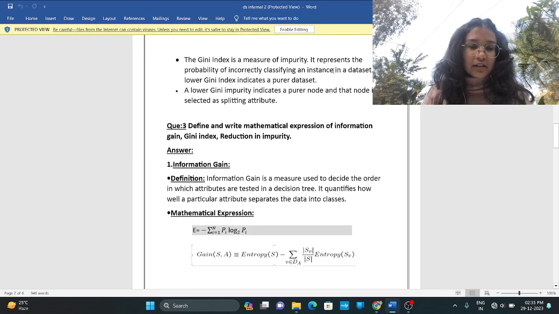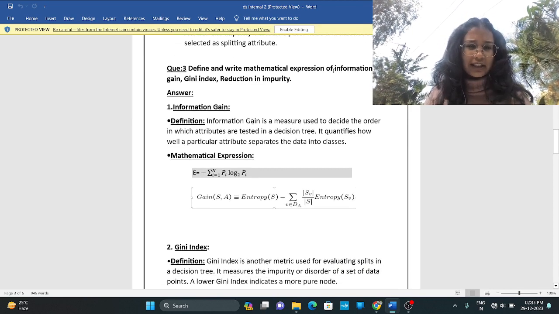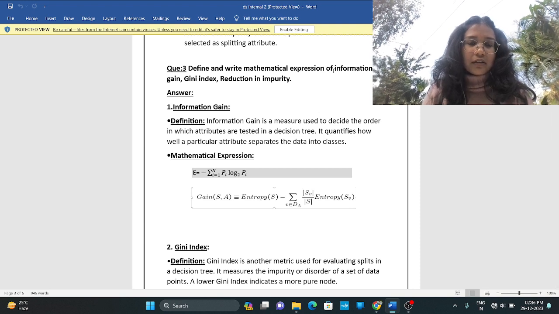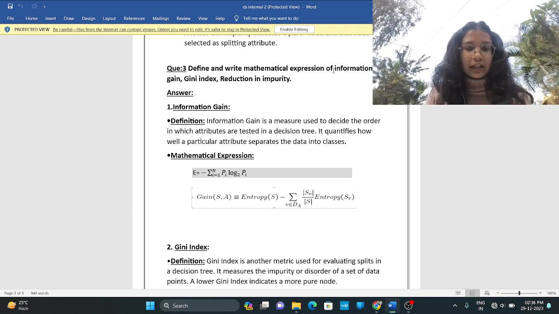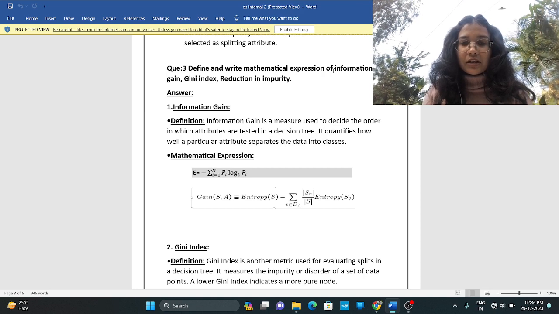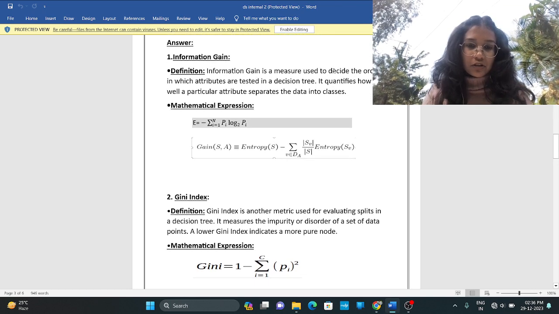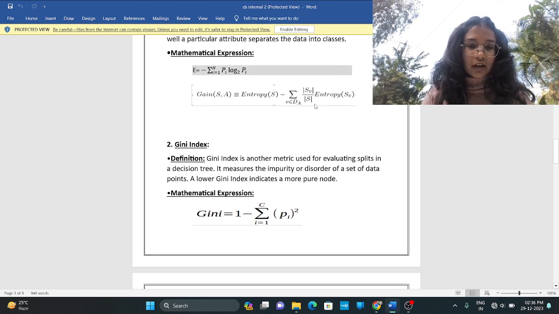Now we discuss question number 3. Define and write mathematical expression of information gain, Gini index, and reduction in impurity. Now the answer is, first, information gain. First, we have to discuss its definition. Information gain is a measure used to decide the order in which attributes are tested in a decision tree. It quantifies how well a particular attribute separates the data into classes. Mathematical expression we see on the screen.